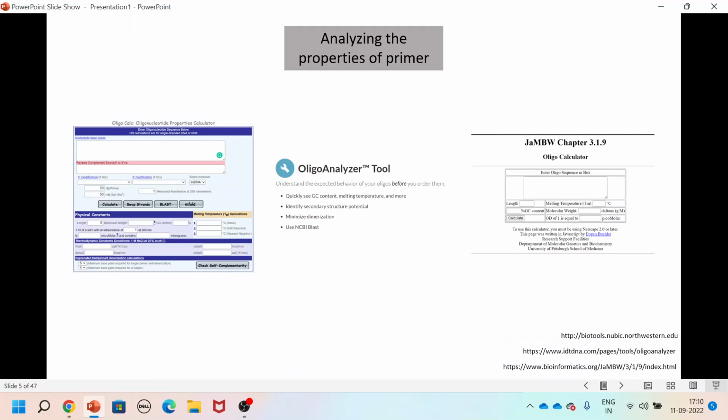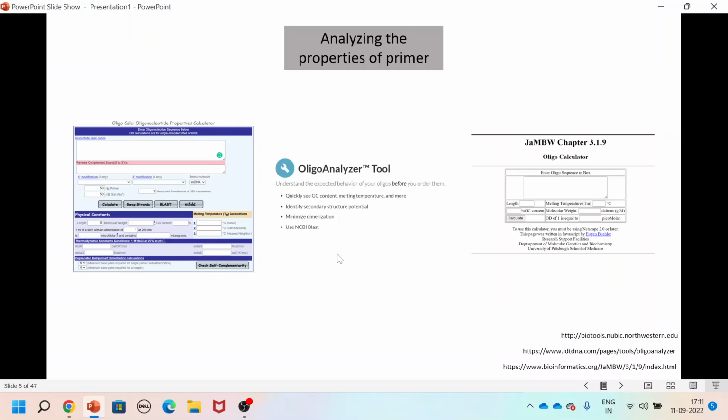After designing the primer, the next thing is we should analyze the properties of the primer, which I have mentioned in the previous slide. There are certain tools like OligoCalc which calculate the properties of oligonucleotides, like the Tm of the oligonucleotide. We can calculate the GC content of the primer, the length of the primer, and whether it will lead to primer dimer formation or not. We can check all these things.